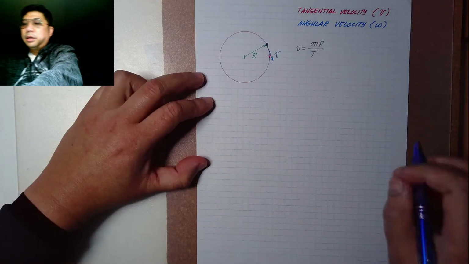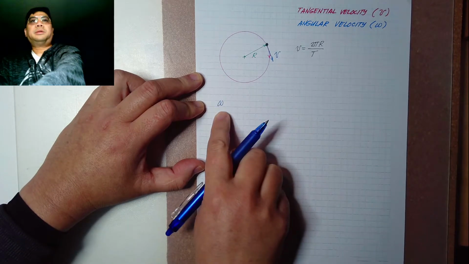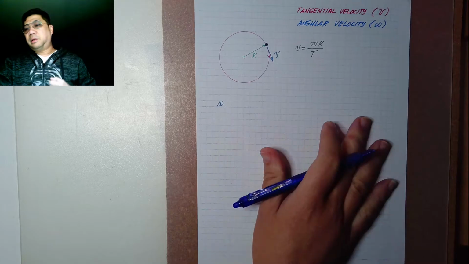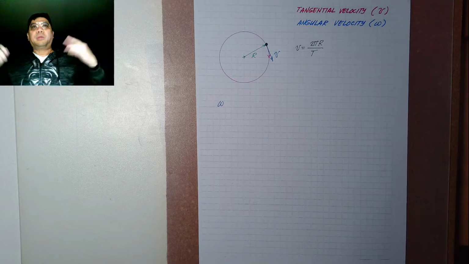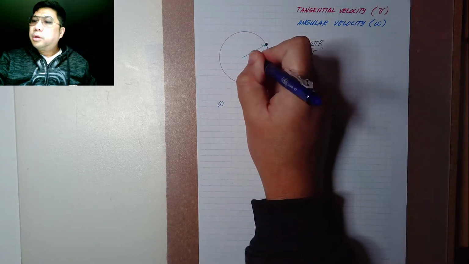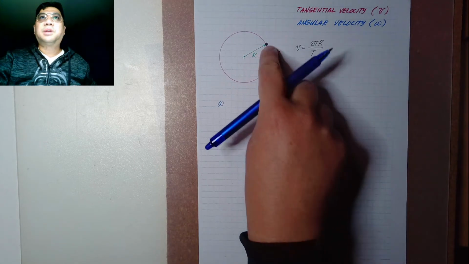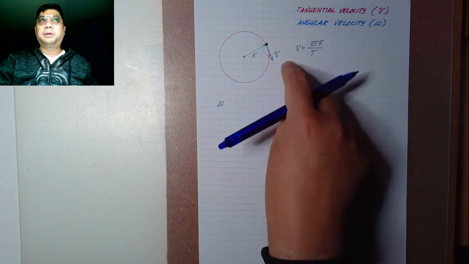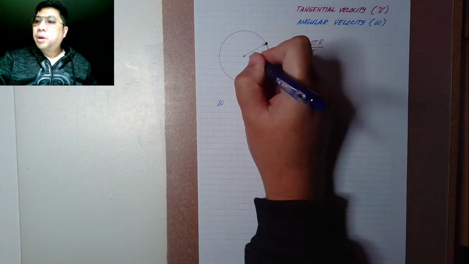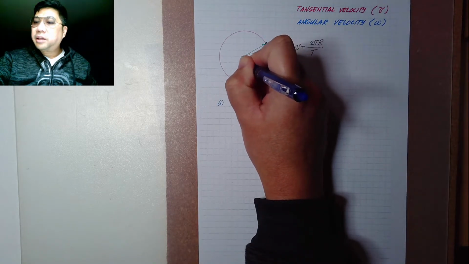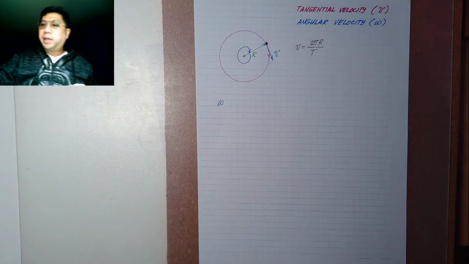Now, angular velocity is represented by the letter omega, the Greek letter omega, which means you have to measure the angle inside the circle. As this object is going around in this circular pattern, as it completes one complete circle, you want to measure the angle inside.